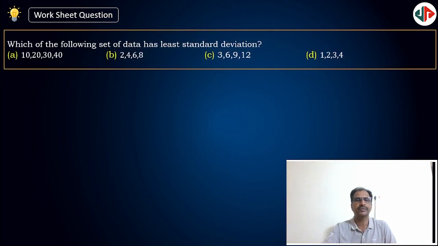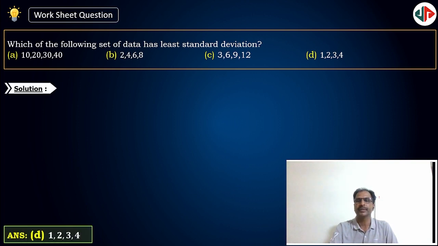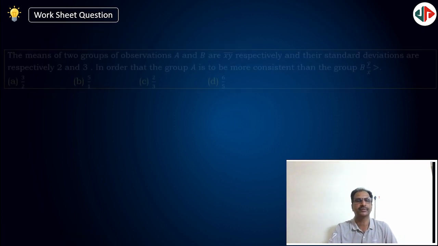Similarly, here also, which of the following sets of data has least standard deviation? Standard deviation also depends upon the difference between xi and x bar. Here also, option D gives the least standard deviation, because there the difference between x and x bar will be the least. So by verification, you can see that option D will have least standard deviation.